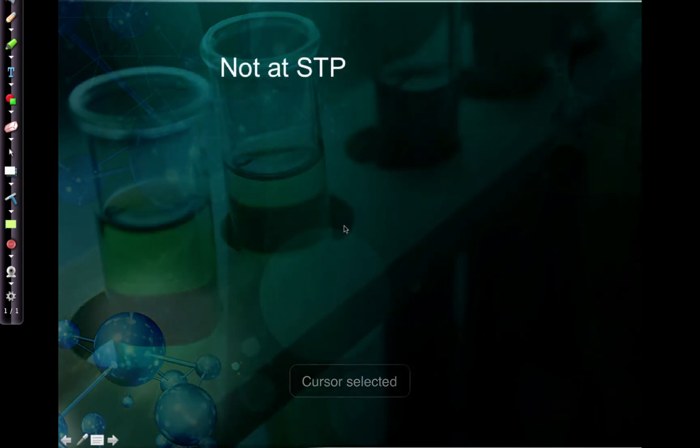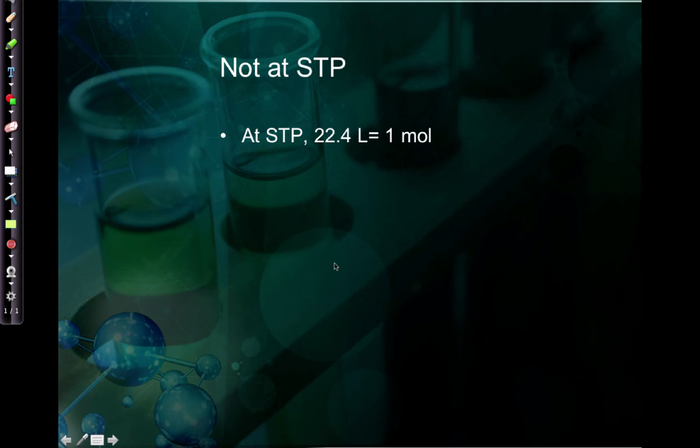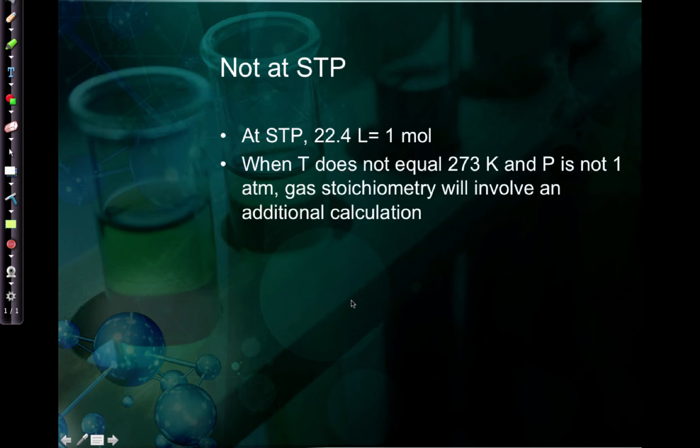Alright, so when it's not at STP, 22.4 liters of a gas is no longer equal to 1 mole. If T isn't 273 and P is not 1 atmosphere, any kind of stoichiometry, so when you go from one substance to a different substance, will involve the ideal gas law. The only thing is you need to figure out if you're going to use stoichiometry first or the ideal gas law first.